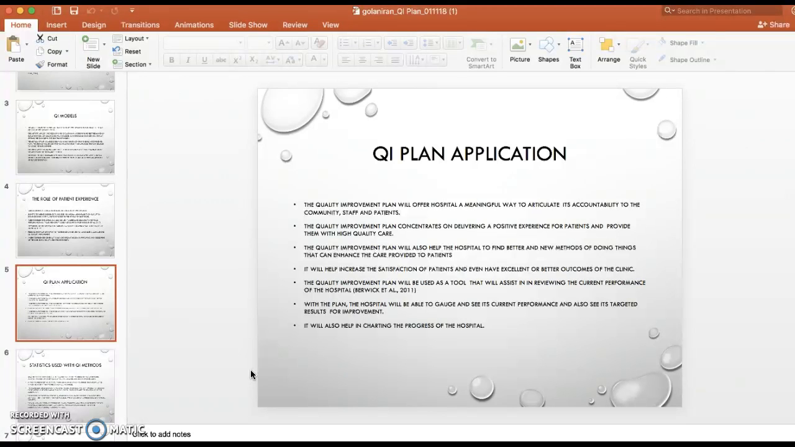The Quality Improvement Plan will be used as a tool that will assist in reviewing the current performance of the hospital. With the plan, the hospital will be able to gauge and see its current performance and also see its targeted results for improvement. It will also help in charting the progress of the hospital.